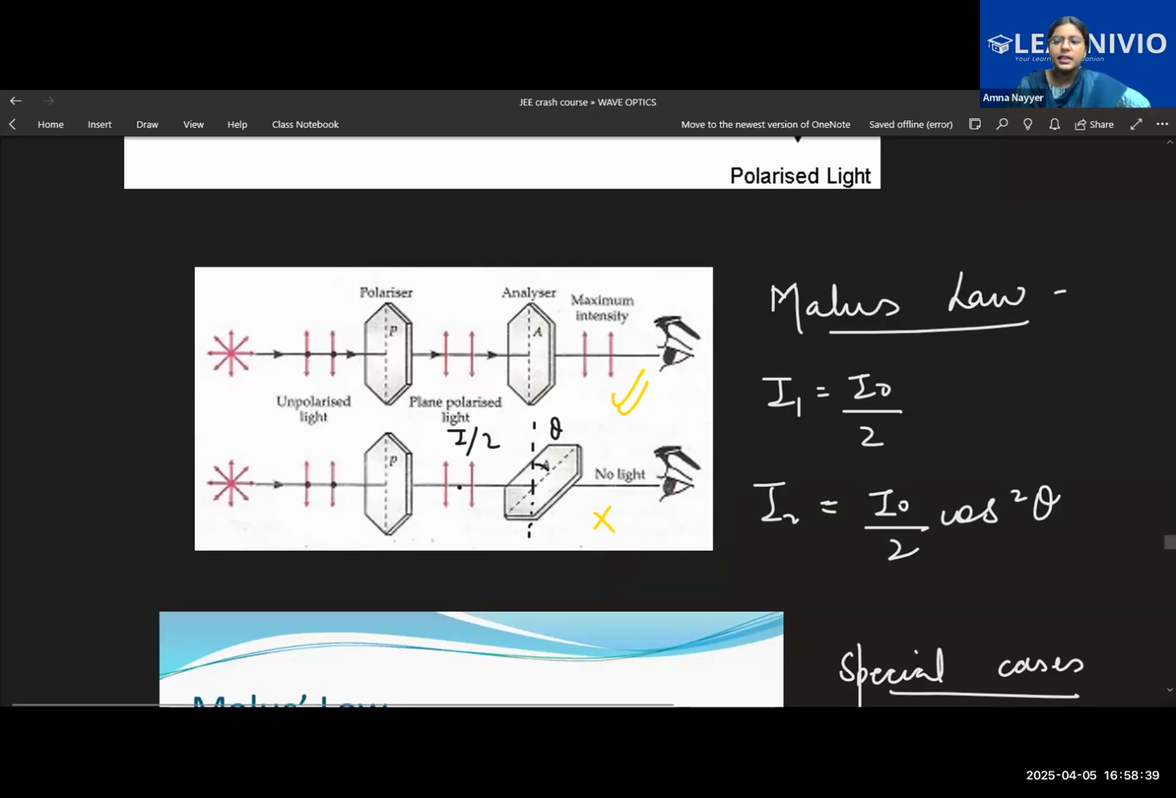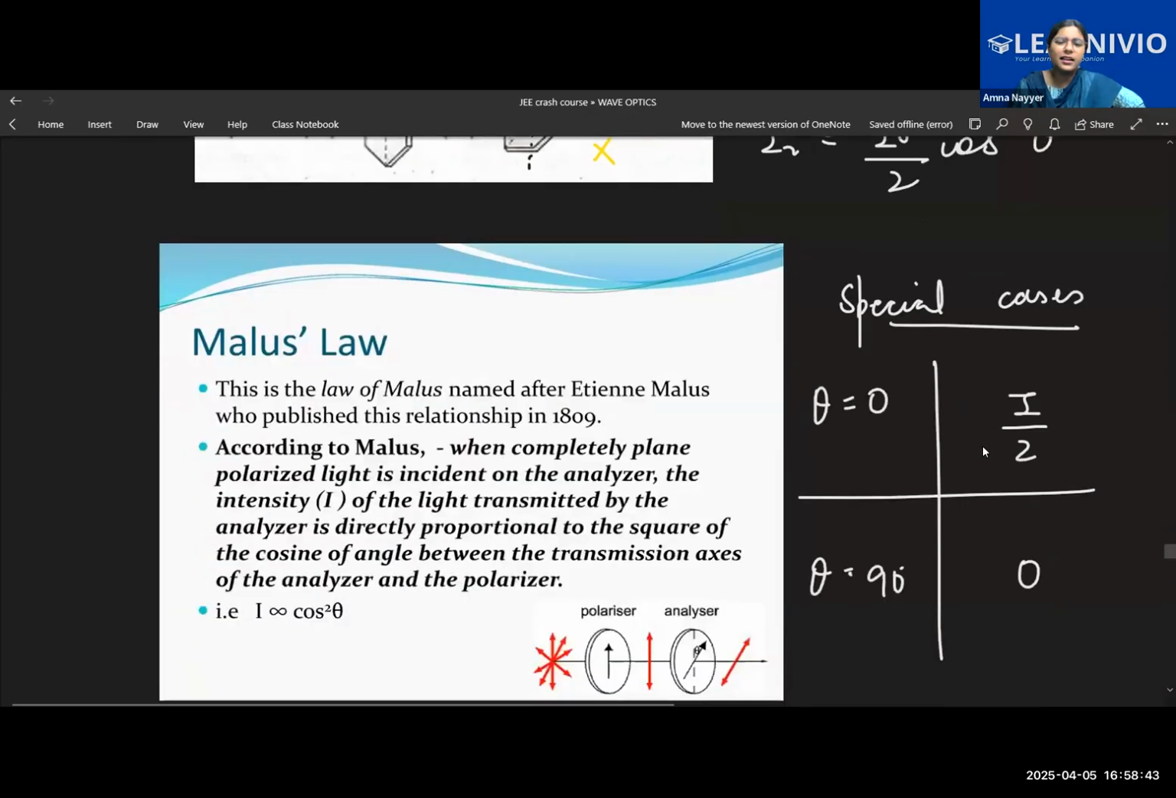Now, just remember these special cases. These special cases have directly come in your exam, so I've not made a special question out of it. When your theta is 0, the intensity becomes maximum because cos theta becomes 1, 1 square is 1. That is I by 2. And when you want the lowest value of intensity, meaning you don't want any ray to come to you, you put the analyzer perpendicular.